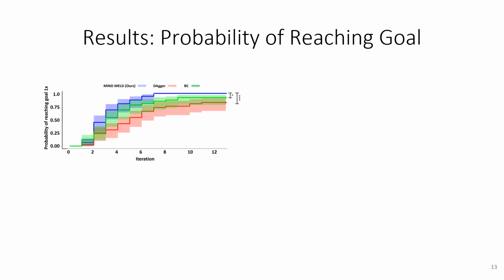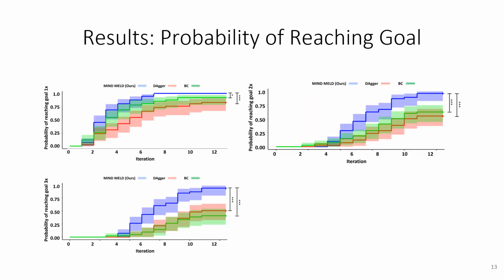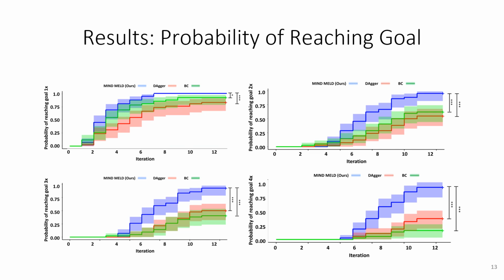Here's the probability of an agent reaching the goal twice, 3 times, and 4 times. We see that MELD achieves a nearly 100% probability of reaching the goal 4 times, whereas the other agents achieve less than a 50% chance after training is complete.